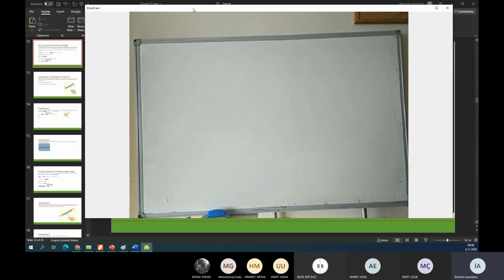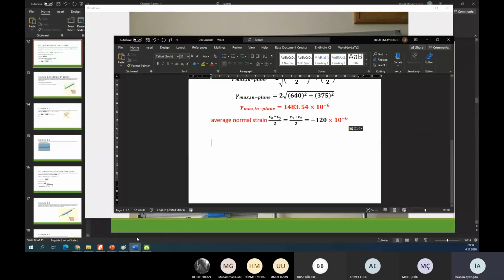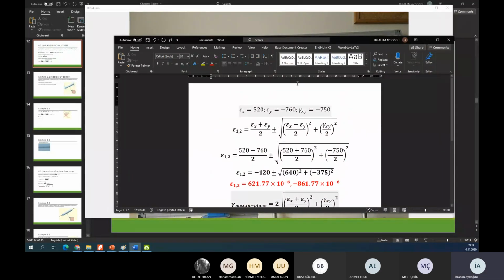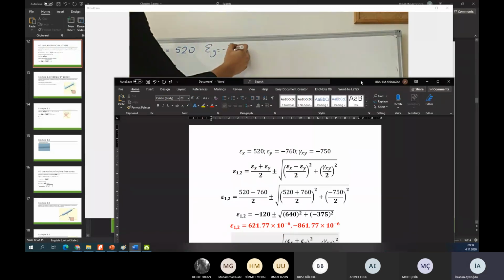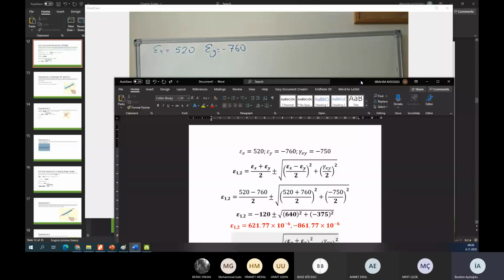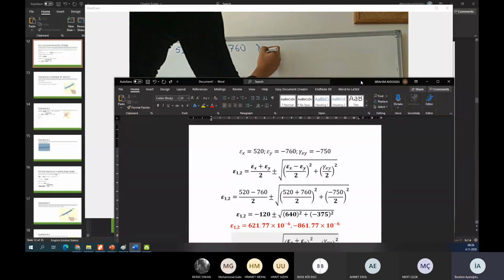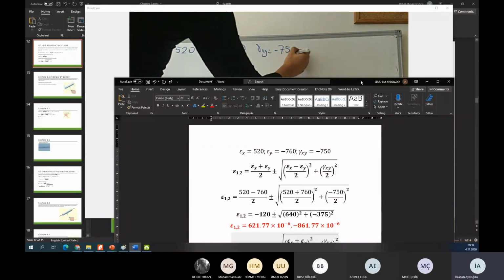Very well. So I want to use the Mohr circle. I need to look at two systems. First of all, I need to write the epsilon x. Epsilon x is equal to 520, epsilon y is equal to minus 760, and tau xy is equal to minus 750.